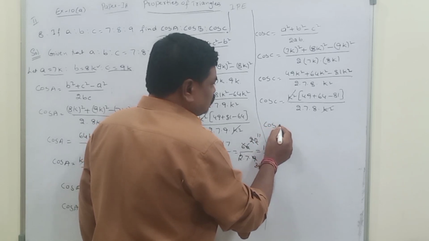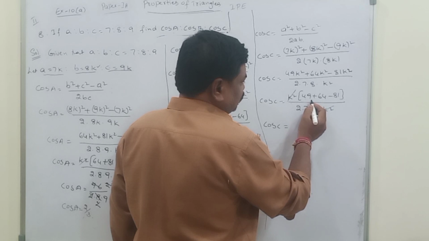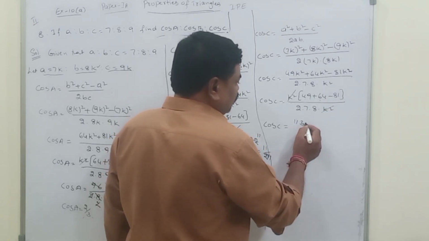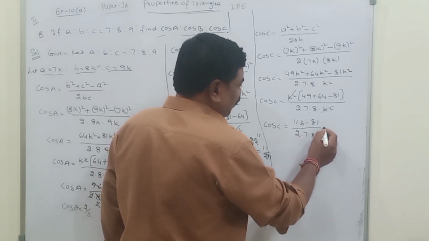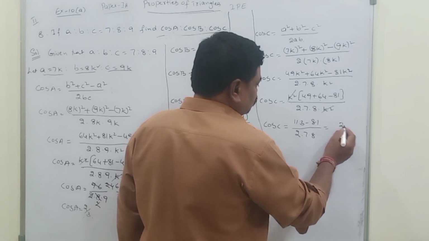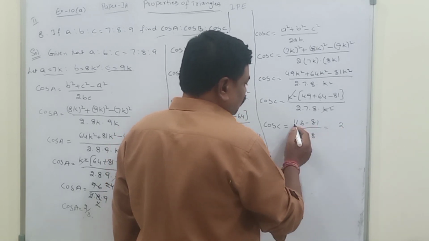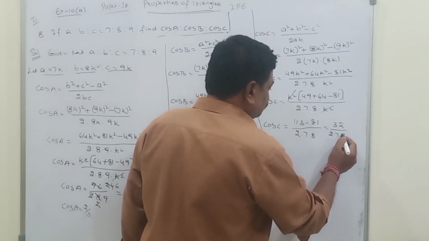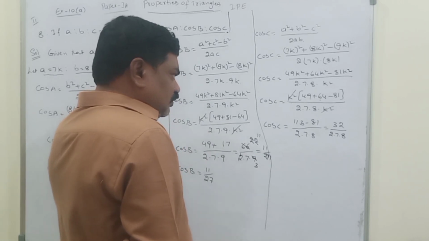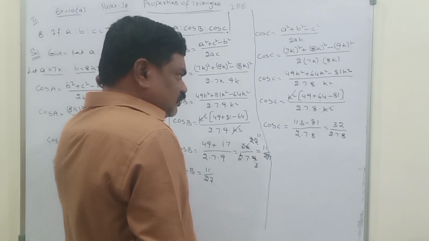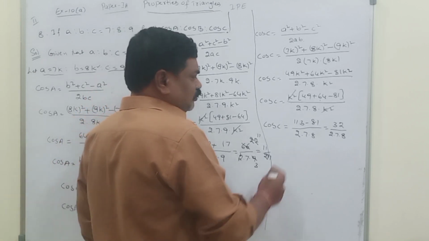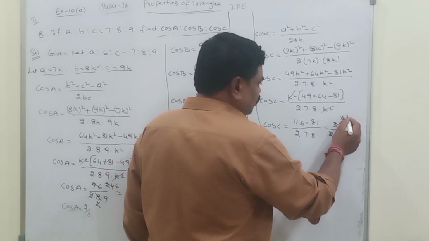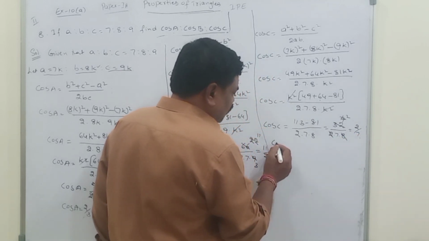Cos C is equal to k square common, 49 plus 64 minus 81 by 2 into 7 into 8 into k square. K square gets cancelled. Here 49 plus 64 is 113, minus 81 is 32, by 2 into 7 into 8. Simplifying, cos C is equal to 2 by 7.